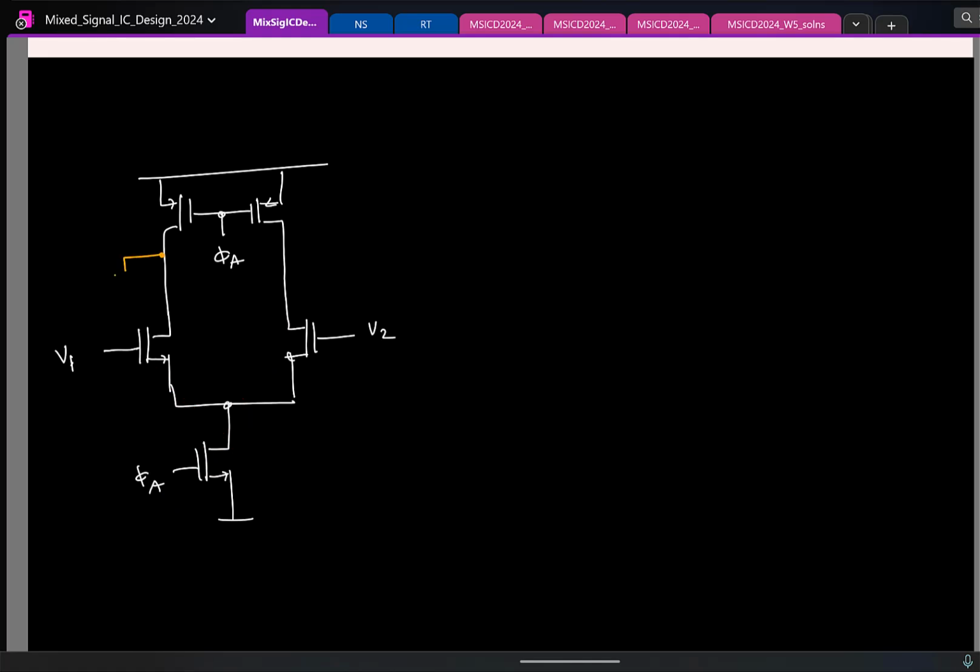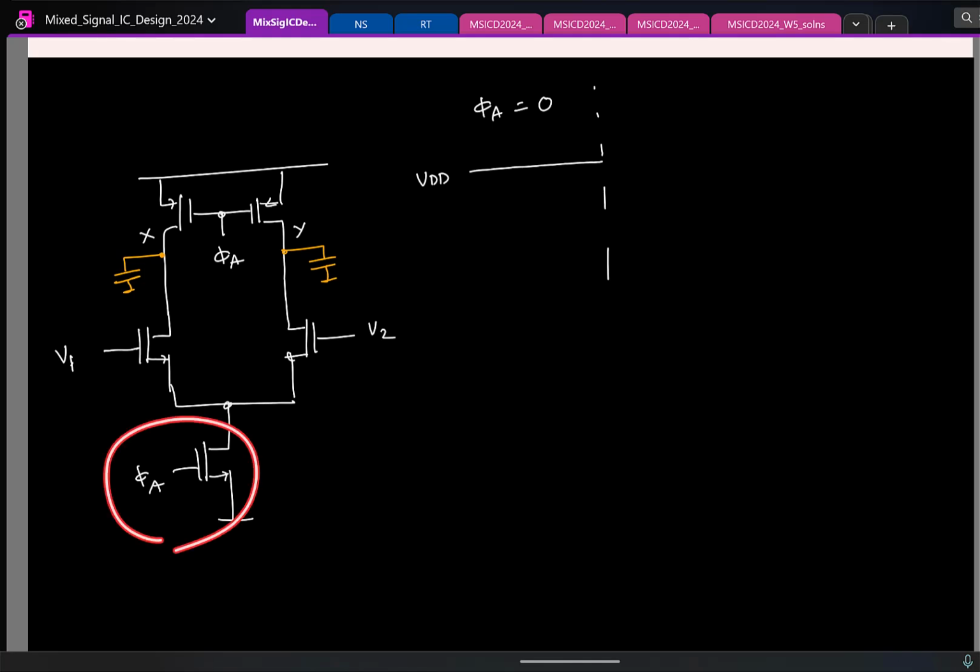So again, remember there is always capacitance. So what will happen to the outputs? What will it set to? What will it reach finally? It will reach VDD. So if I write phi A as 0, and if I plot both x and y, the output voltages, they will be at VDD. Same thing. So now the amplifier is going to be active in clock phase phi A.